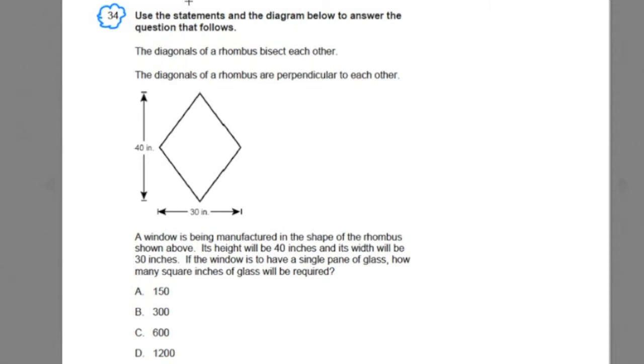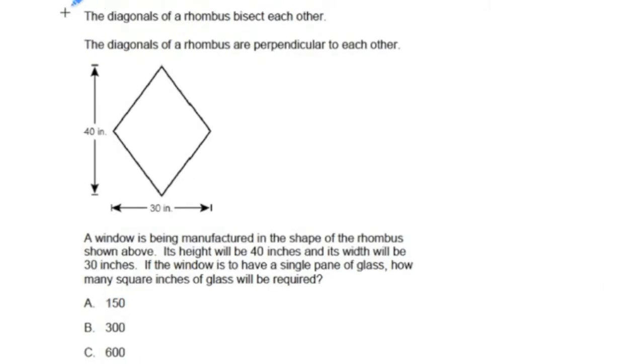It says, use the statements in the diagram below to answer the question that follows. They give us two statements. The first one is the diagonals of a rhombus bisect each other. The second statement, the diagonals of a rhombus are perpendicular to each other. And then they give a picture here of a rhombus. You'll notice here rhombus is really the central concept here. And this is a picture of a rhombus.